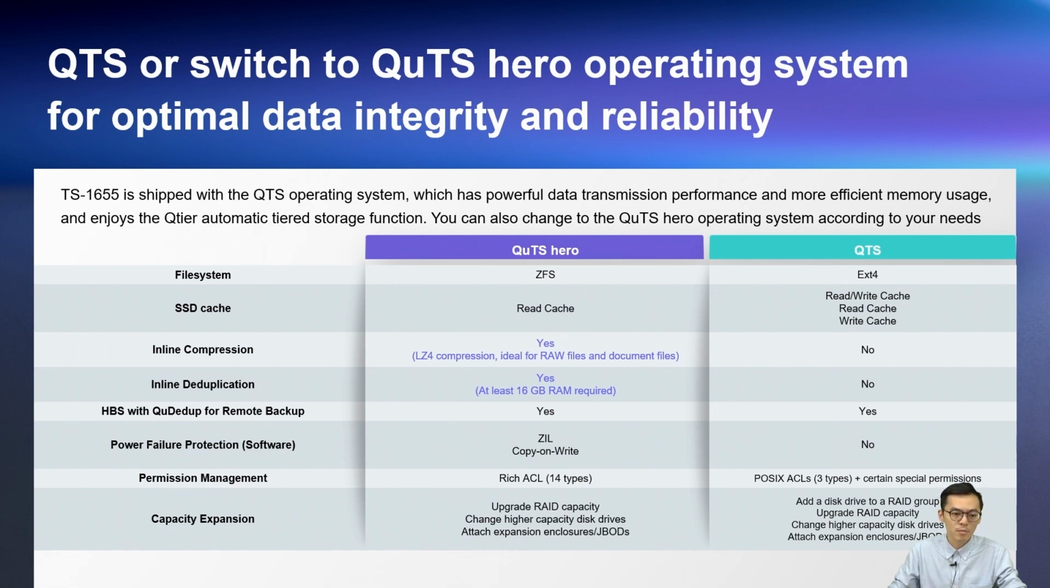The QTS hero operating system combines the app-based QTS with a 128-bit ZFS file system to provide flexible storage management, comprehensive data protection and optimized performance to meet the needs of business critical applications. It is more suitable for business and also supports large storage capacity, but there's no way to add a single hard drive to expand RAID like QTS. So you can choose the corresponding operating system according to your needs.